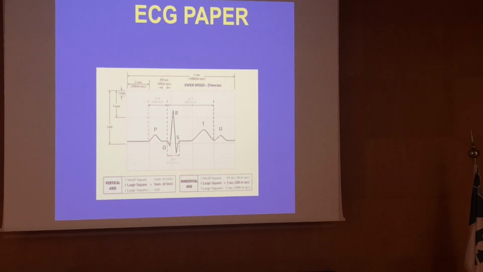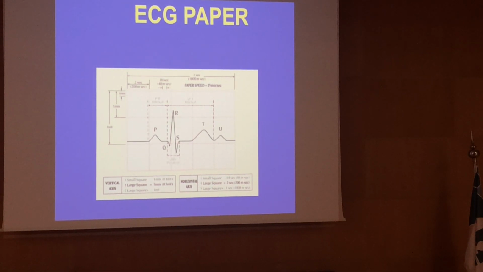This is standard. When the paper moves this way, each small square on the paper grid will be 40 milliseconds, which is 0.04 of a second. A large box will be 0.2 of a second, which is 200 milliseconds. So how many large boxes in a second? 5: 1, 2, 3, 4, and 5. Again, the speed is 25 millimeter per second. Each small square is 40 milliseconds, each large box is 200 milliseconds, so for 1 second I have 5 large boxes.